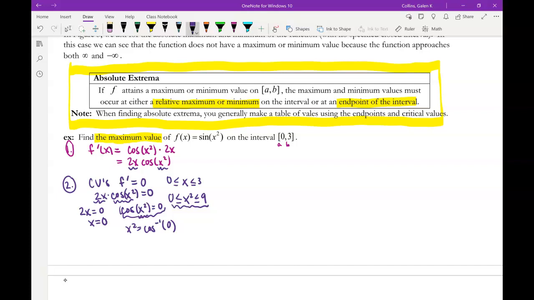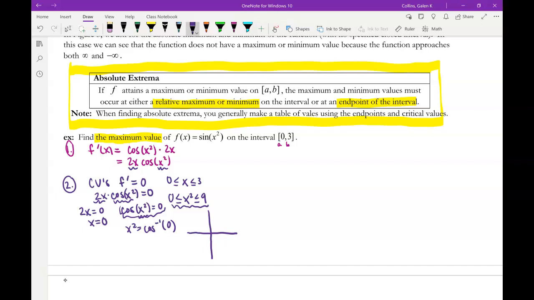And I know that 0 and 9 are not values like in radians that I usually consider on the unit circle. So I just have to think about them a lot. I know pi is about 3.14. So I need to consider that when I'm going to my unit circle.